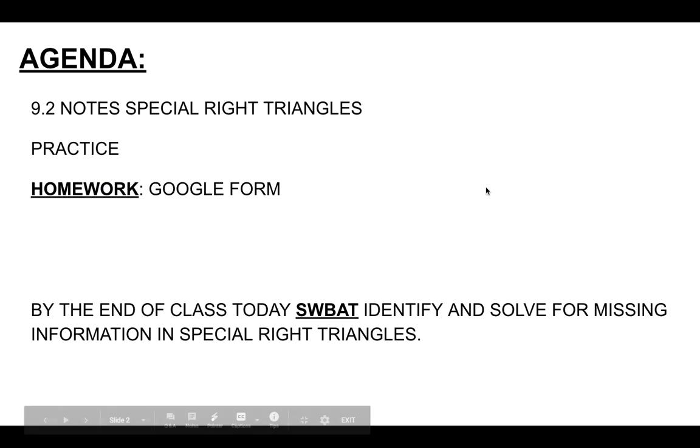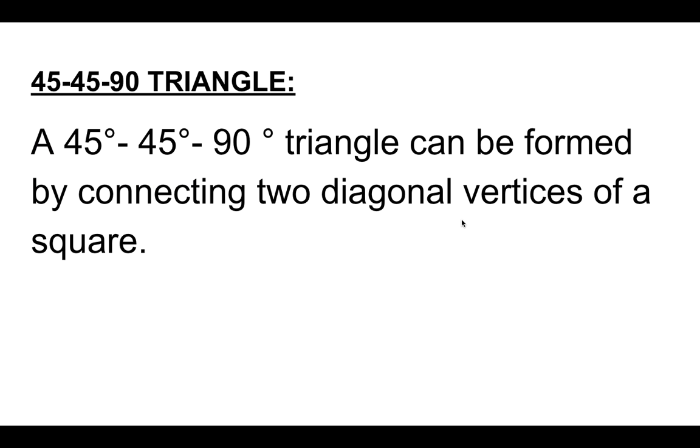Welcome back. So on today's agenda, we're going to do 9.2 notes, the first half on special right triangles. We have some practice embedded in the video, and then for homework tonight is a Google form. By the end of class today, you should be able to identify and solve for missing information in special right triangles. So the first one we're going to look at right now is the 45, 45, 90-degree triangle.